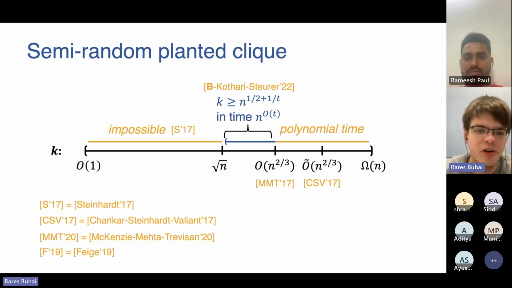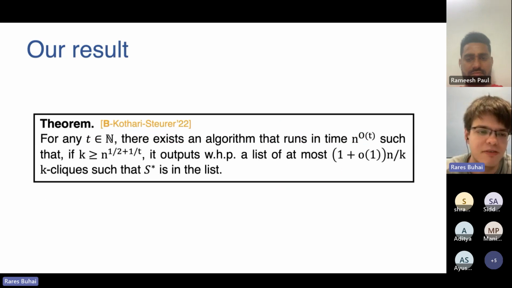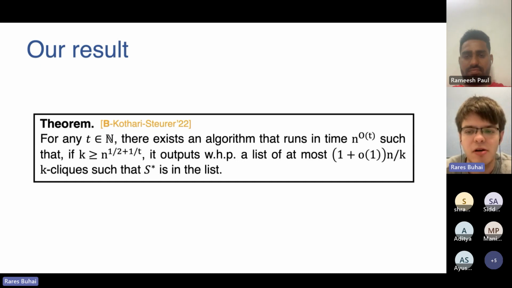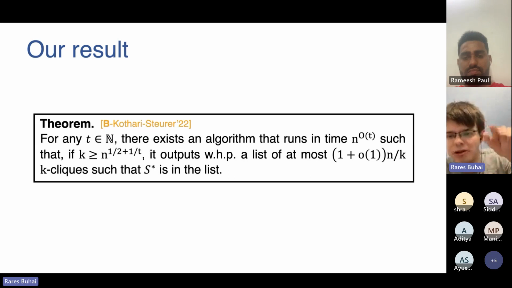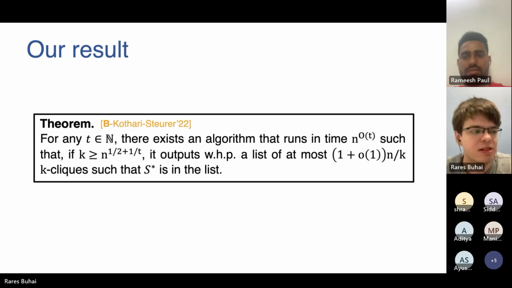More formally, our main theorem is the following. For any natural number t, we give an algorithm that runs in time n to the O of t, such that when k is at least n to the 1/2 plus 1 over t, it outputs with high probability a list of at most n over k, up to a little o of one factor, k-cliques, such that it's guaranteed that S star is part of the list. This is the main result that we achieve in this paper, and for the rest of the talk, I will talk about how we achieve this result. Let me know if there are any questions so far, and otherwise I will continue.